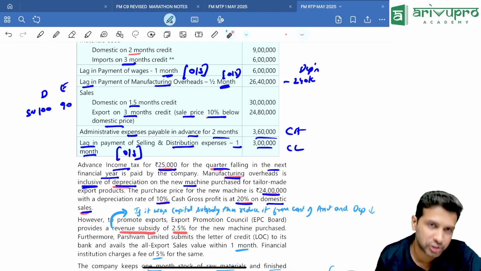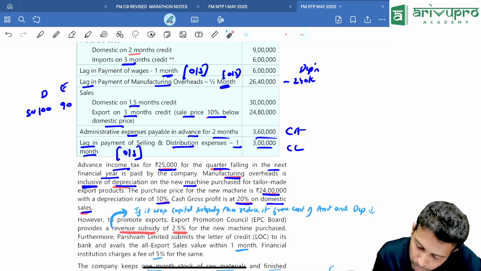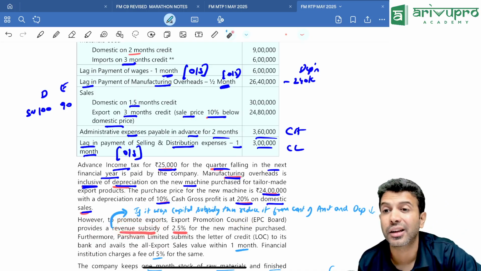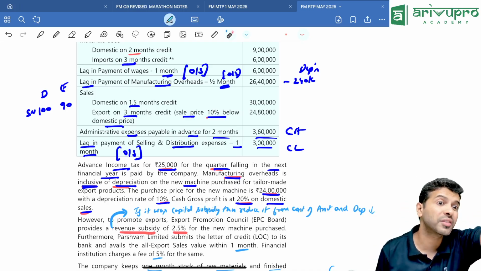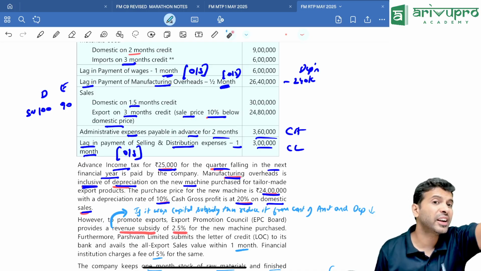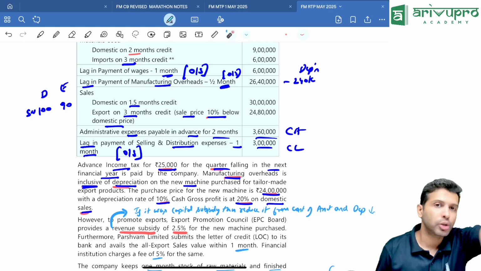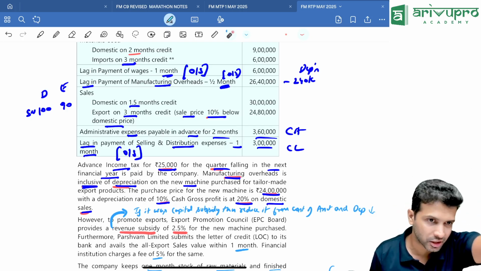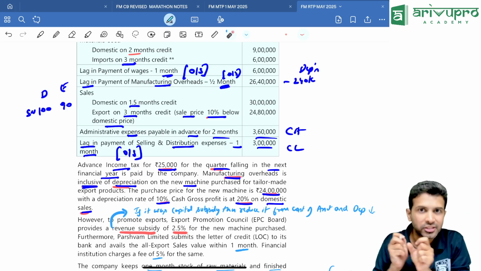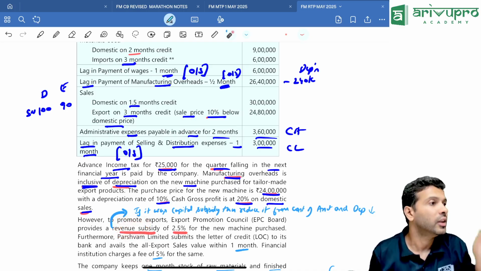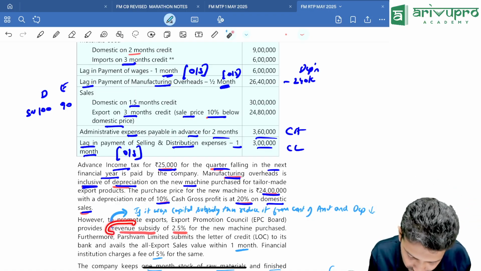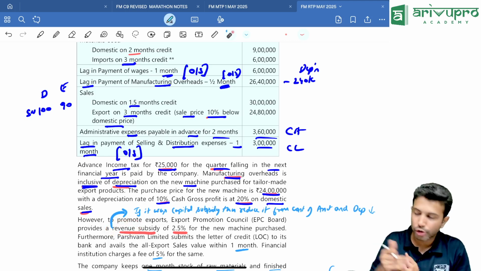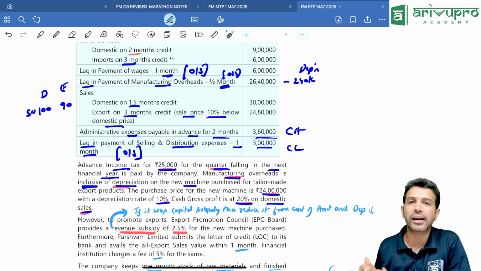However, to promote exports, Export Promotion Council, some government body, is ready to give you a revenue subsidy. In fact, I discussed this in investment decision. Whenever you receive a subsidy, if it is related to an asset, you will reduce it and then calculate depreciation. If it's related to an asset, it should be a capital subsidy, not a revenue subsidy.